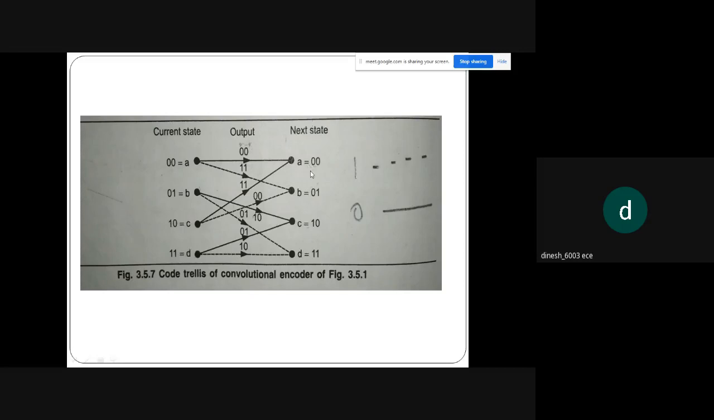Similarly, for the next states, we also got 4 states. A is equal to 0 0, B is equal to 0 1, C is equal to 1 0, D is equal to 1 1. So write in the next states also. So how do I draw the code trellis?